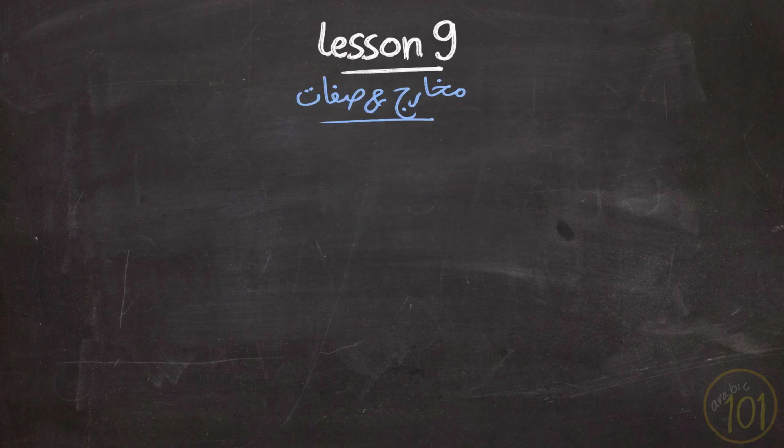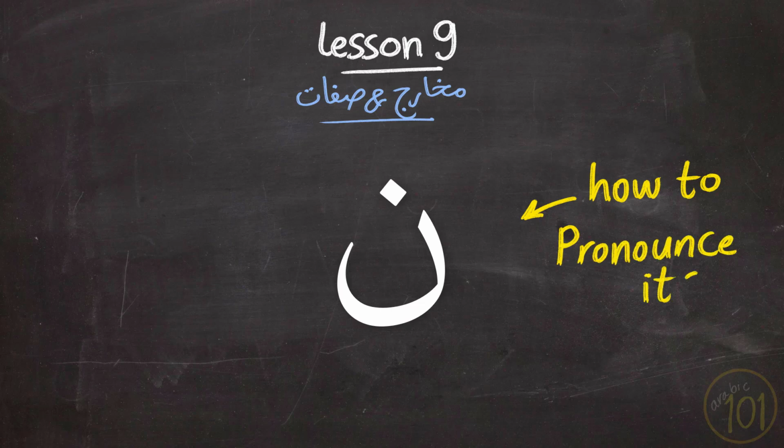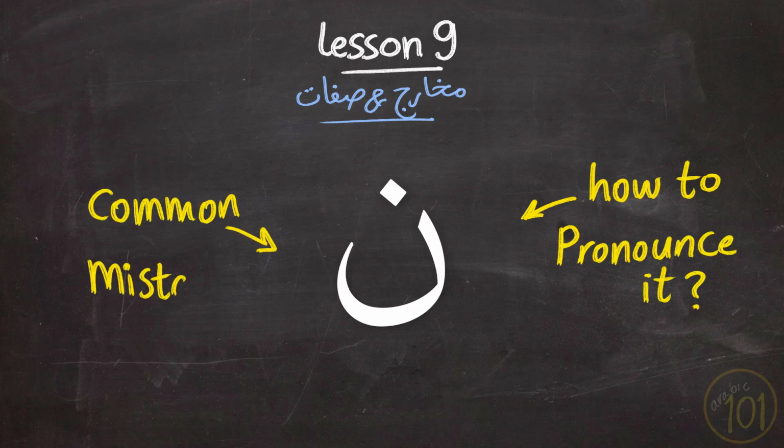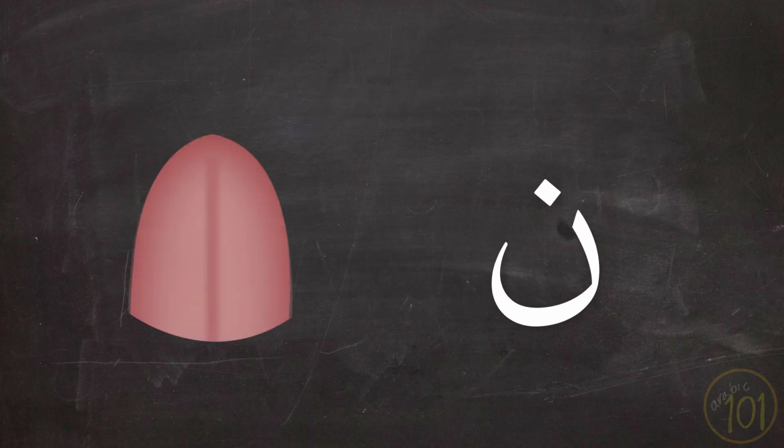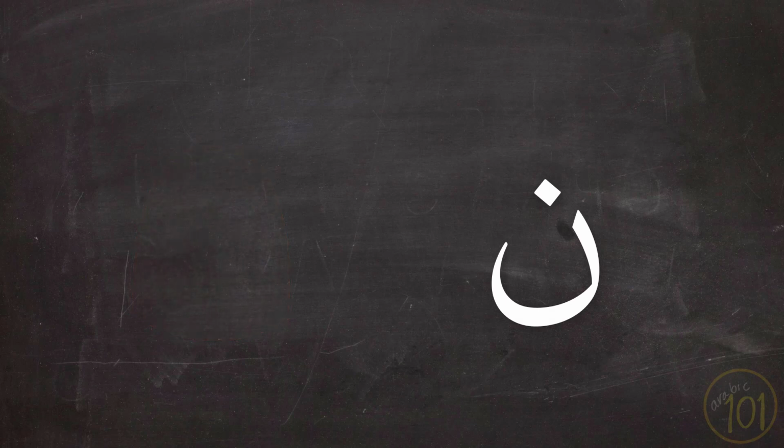In this lesson, we'll tackle the letter Noon, how to pronounce it properly, and what are the most common mistakes related to it. Noon is another letter pronounced from the edge of the tongue. The edge of the tongue is that highlighted area. So now, how is Noon pronounced?